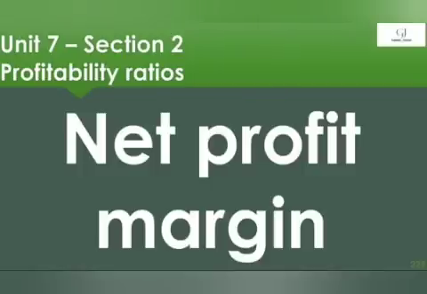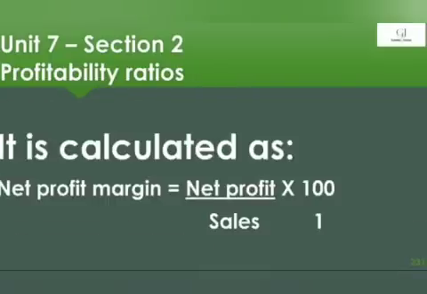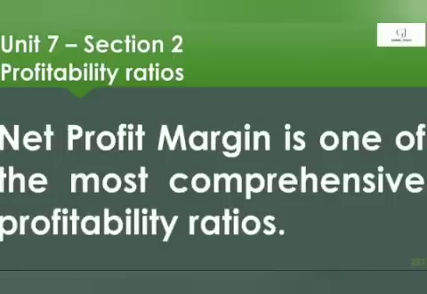Okay, all right, so let's go for the last, which is my best. I think, in my opinion, I prefer the net profit margin. It provides a holistic and true picture. Okay, so let's go for the net profit margin now, and it's our final profitability ratio. This ratio expresses the entity's net profit as a percentage of sales or revenue. And the formula is net profit times 100 divided by your revenue.